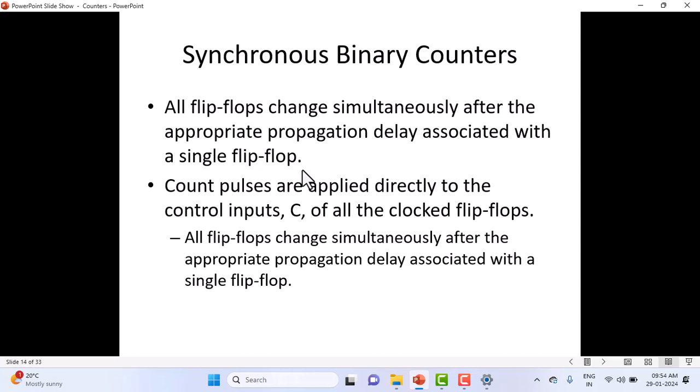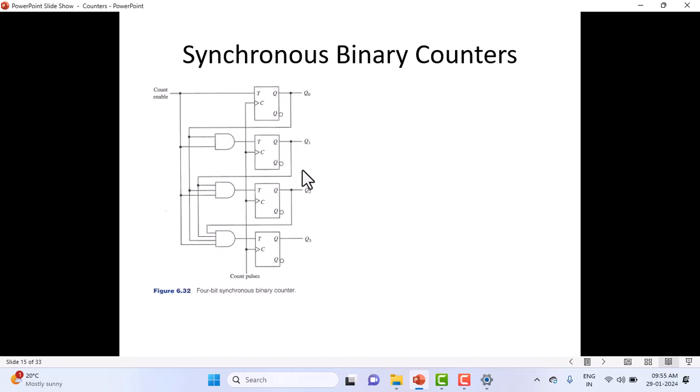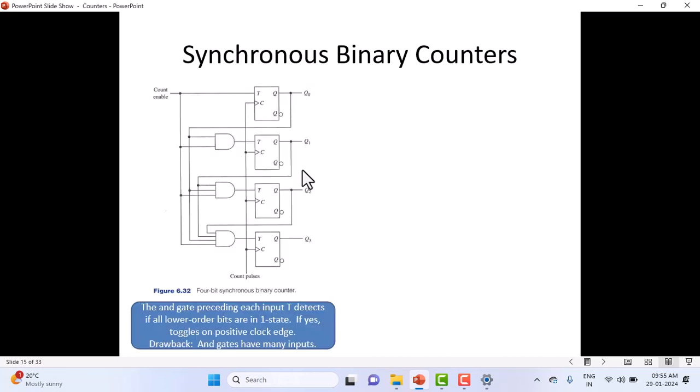All flip-flops change simultaneously after the appropriate propagation delay associated with the flip-flop. Every flip-flop will have its own propagation delay. After that, you will see the results at the output. This already we have discussed. Just go through the important points within this.